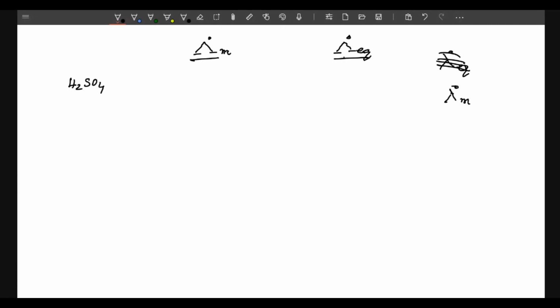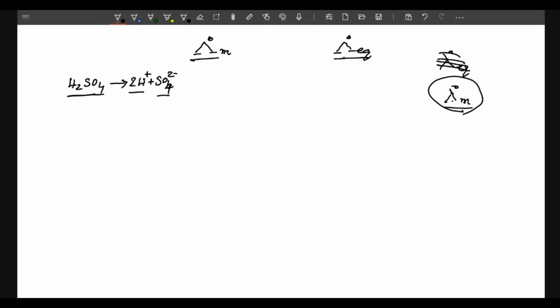Here, the molar ionic conductances are given. Write down how the molar ionic conductance can be made use of to calculate the lambda naught of molar conductance of sulfuric acid, for which you should give the ionization equation: H2SO4 gives 2H plus plus SO4 2 minus. Here, 1 mole of sulfuric acid ionizes to give 2 moles of H plus ion, and 1 mole of sulfate ion is present.